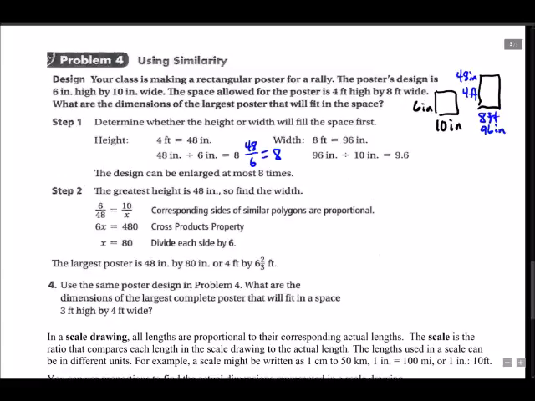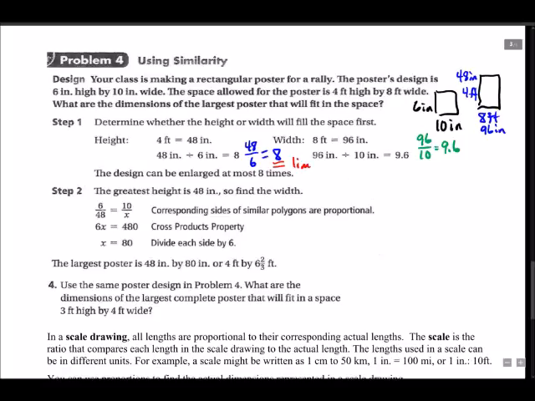And if we look at our width, we know that we want 10 to turn into 96. So 96 divided by 10 is 9.6. What we have done here is find out how much we are multiplying by, or how many times does 6 go into 48. And so this is our multiplication factor. Well, we can increase the height 8 times, we can increase the width 10 times. So we are going to have to go with 8.